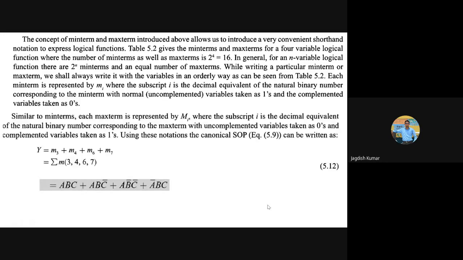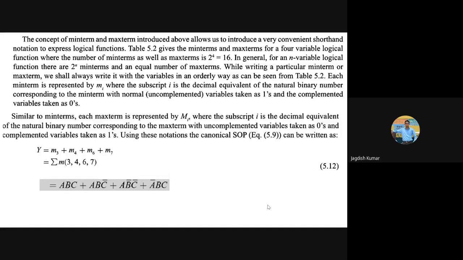Let me also write down on my rough paper quickly. 0, 0, 0, that is m0. This is A bar, B bar, C bar. Those who have not written, do write it in your notebook. Meanwhile, I am also writing it on my rough paper. m1 will be 0, 0, 1, which is A bar, B bar, C. m2 is 0, 1, 0, A bar, B, C bar. m3 is equal to 0, 1, 1, A bar, B, C.